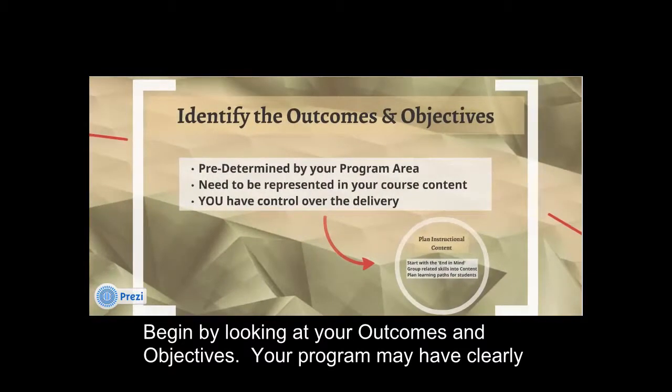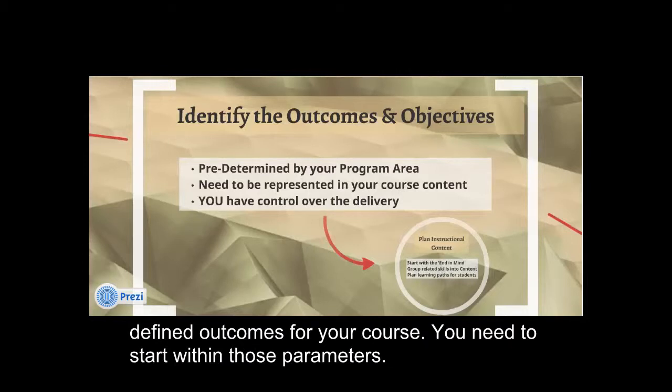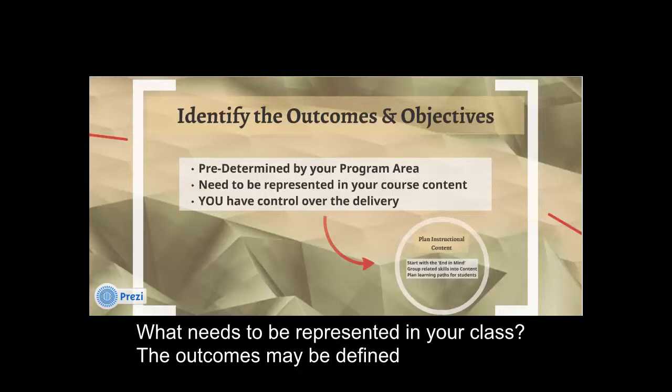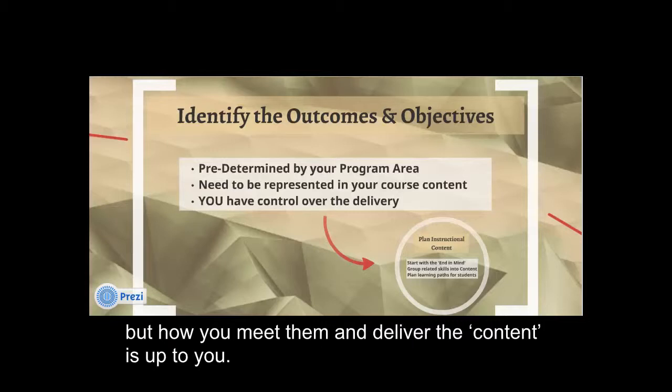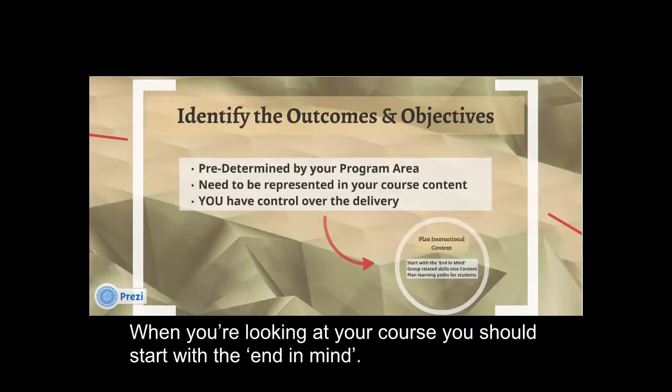Begin by looking at your outcomes and objectives. Your program may have clearly defined outcomes for your course. You need to start within those parameters. What needs to be represented in your class? The outcomes may be defined, but how you meet them and deliver the content is up to you.